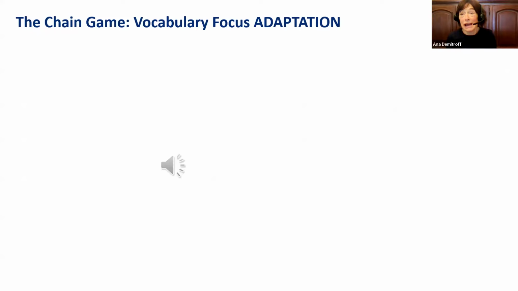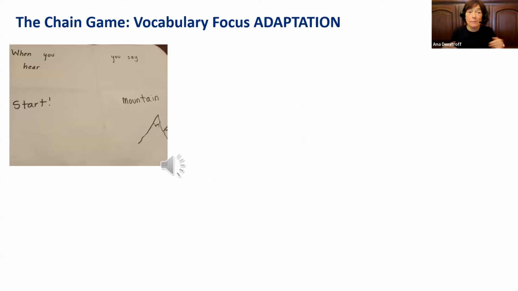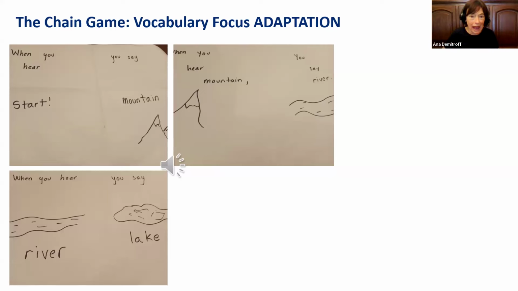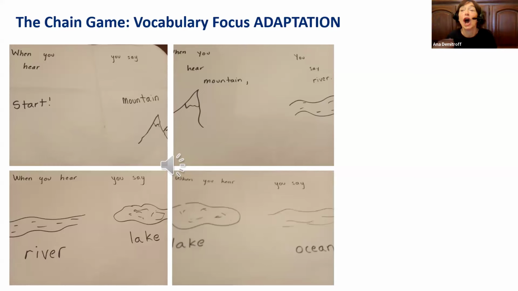Now, we could do another type of chain game focusing on vocabulary. How does this work? Students have different pieces of paper. So one student might have, for example, this sheet which says start when you hear. So what's on the left is what they hear. When they hear that word, they say what's on the right. So the student who hears start, usually said by the teacher, says mountain. And another student with a different piece of paper, this one, hears mountain, so he or she says river. And the person with river has to say lake. And the person who hears lake has to say ocean.